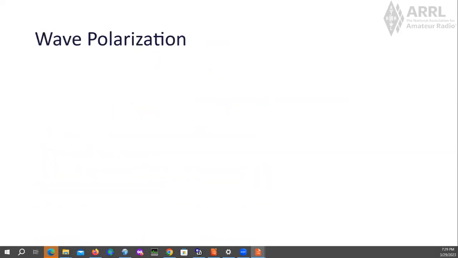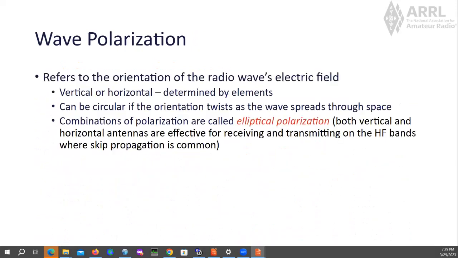Wave polarization refers to the orientation of the radio wave's electric field. Vertical or horizontal, determined by the elements. It can be circular if the orientation twists as the wave spreads through space. Combinations of polarization are called elliptical polarization.